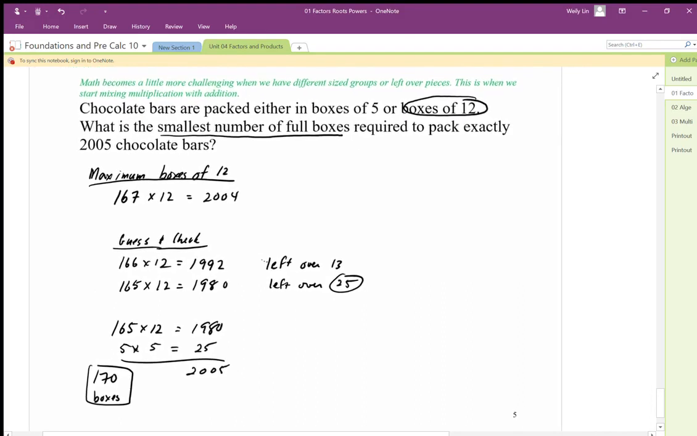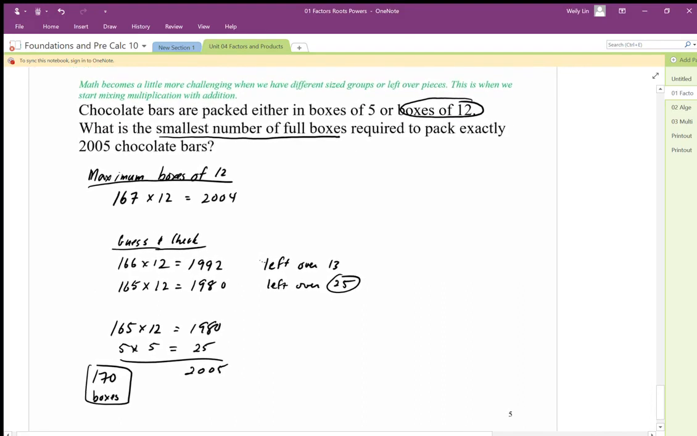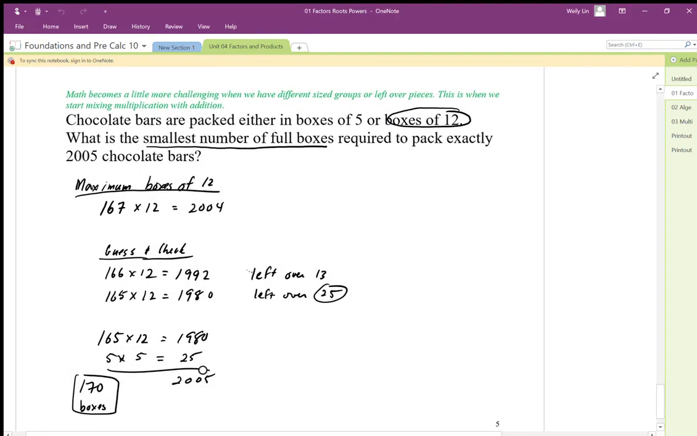So again, these are problems where we have different groups or leftovers. This is called modulus math when we talk about leftover amounts. The math becomes a little bit more complex because our minds are not easily converting between multiples. We are familiar with multiples, but when we have to convert between different multiples or different groups, it becomes a little bit more challenging. So in this strategy, we had to come up with a strategy and then do some guessing and testing.